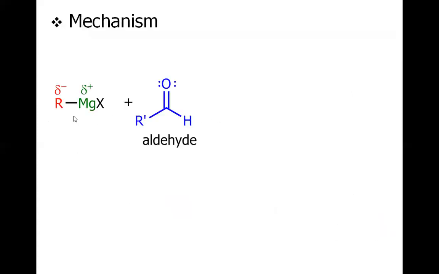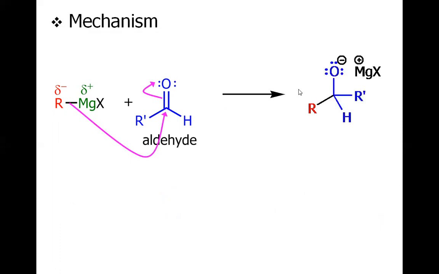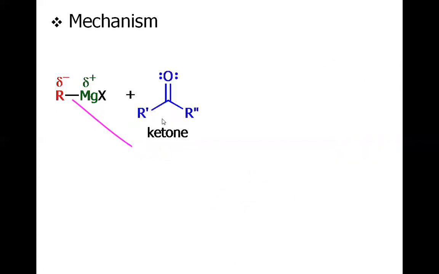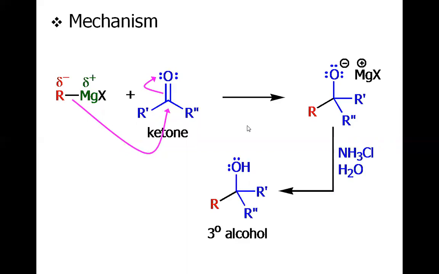Now let us discuss the mechanism. As we know, the Grignard reagent or organolithium has a nucleophilic carbon, so this red carbon will attack the aldehydic or the ketonic carbonyl carbon to give this oxyanion, which will be protonated with the help of the acid in the second step, not in the same step, to give the desired alcohol. So with the aldehyde, we have the secondary alcohol. With the ketone, we have the tertiary alcohol. The mechanism is the same, the only difference is in this group.